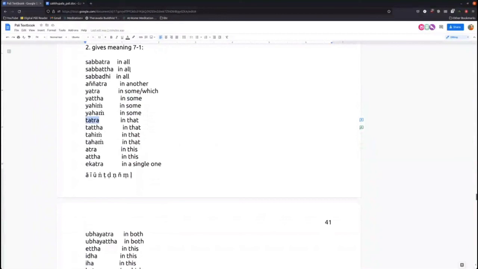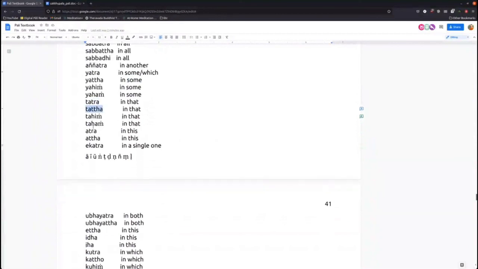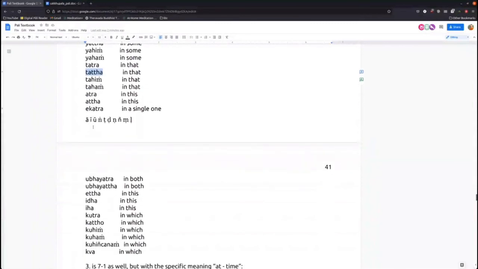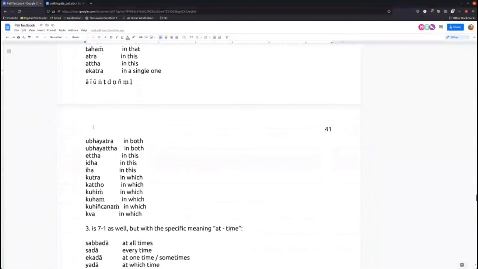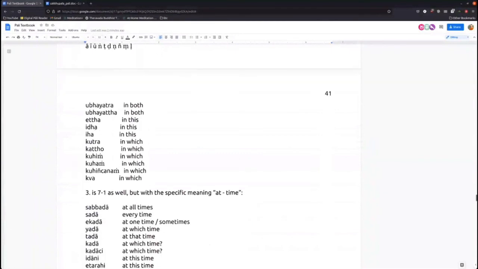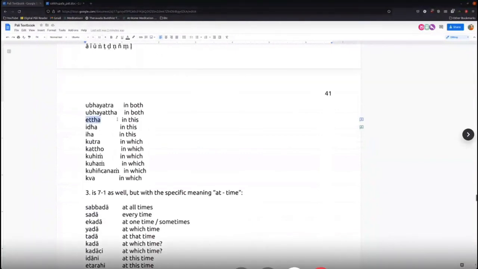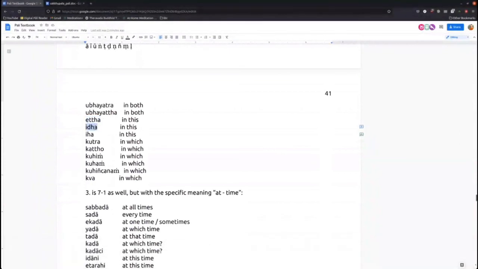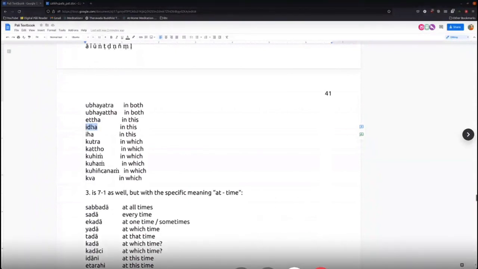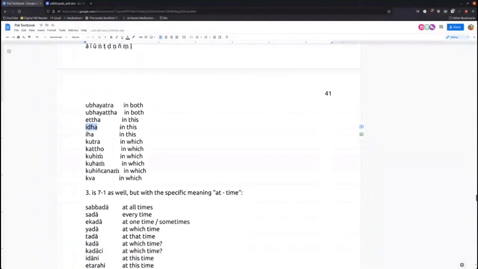Tatra is fairly common. Also tato. Etha, in this place or at this place, here basically. Idha and etha are very common, used to mean here. So idha, here or in this. Idha is often explained by the commentaries, when the Buddha uses it, to mean in this sasana, in this religion. The Buddha often says, here monks, a monk does this or that. And that means in this place.